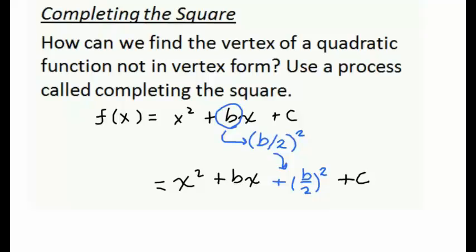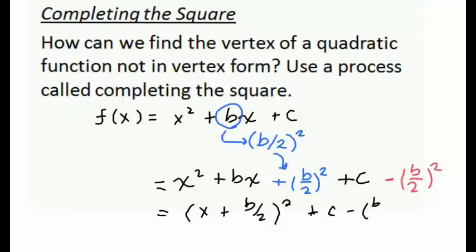Since I've added this number to the function, I also must subtract it from the function as well. So I'm going to show that here in red. I'm going to subtract b over 2 squared as well. Now what happens is these first three terms here are a perfect square trinomial. So we can factor these ones, x plus b over 2 all squared. And then we have this leftover term, plus c minus b over 2 squared.